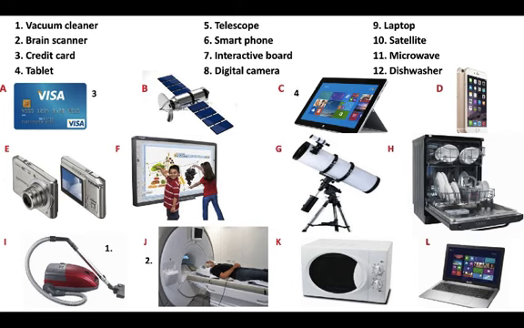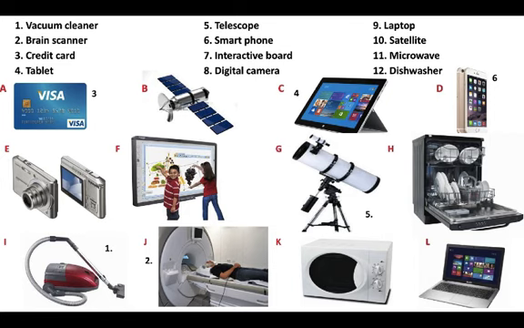Tablet. It's a C. Telescope. It's a 5. For what reason do we use it? We use it, for example, to see stars and other planets. What else? It's to investigate the sky, to investigate the universe.